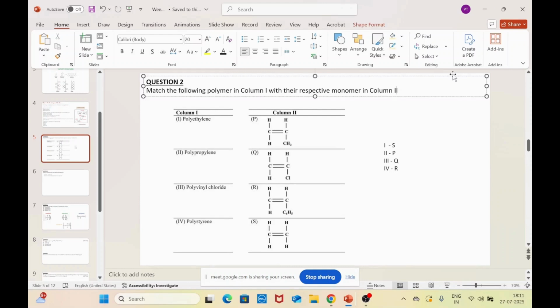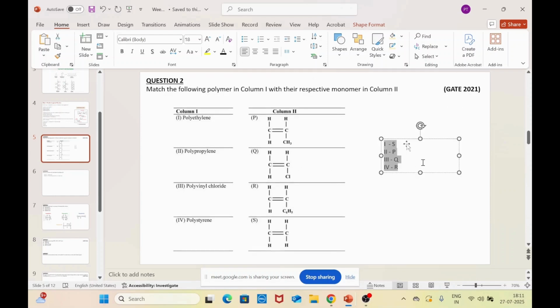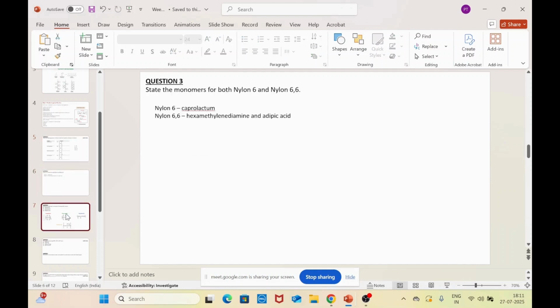This question was actually taken from GATE 2021. So for your information, this question appeared in GATE 2021 in the engineering science paper. So if you want, you may go and look at that later. So let's move on.